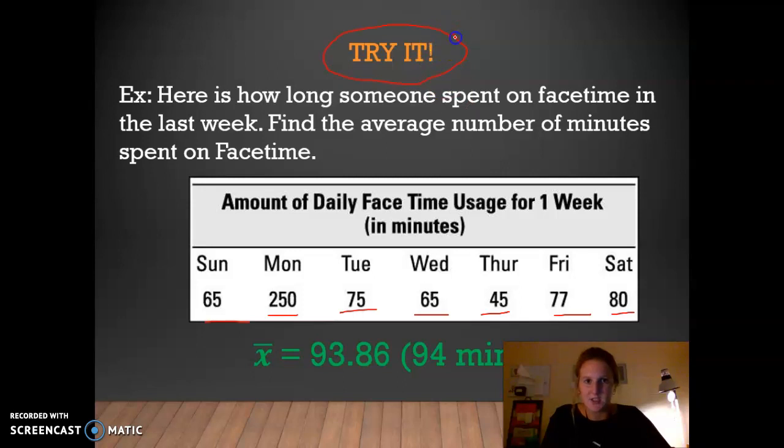Okay, finding averages. Again, we should feel comfortable with this. We'll practice it more when we're in class, but again, a basic skill we need to have. All right, here we go.